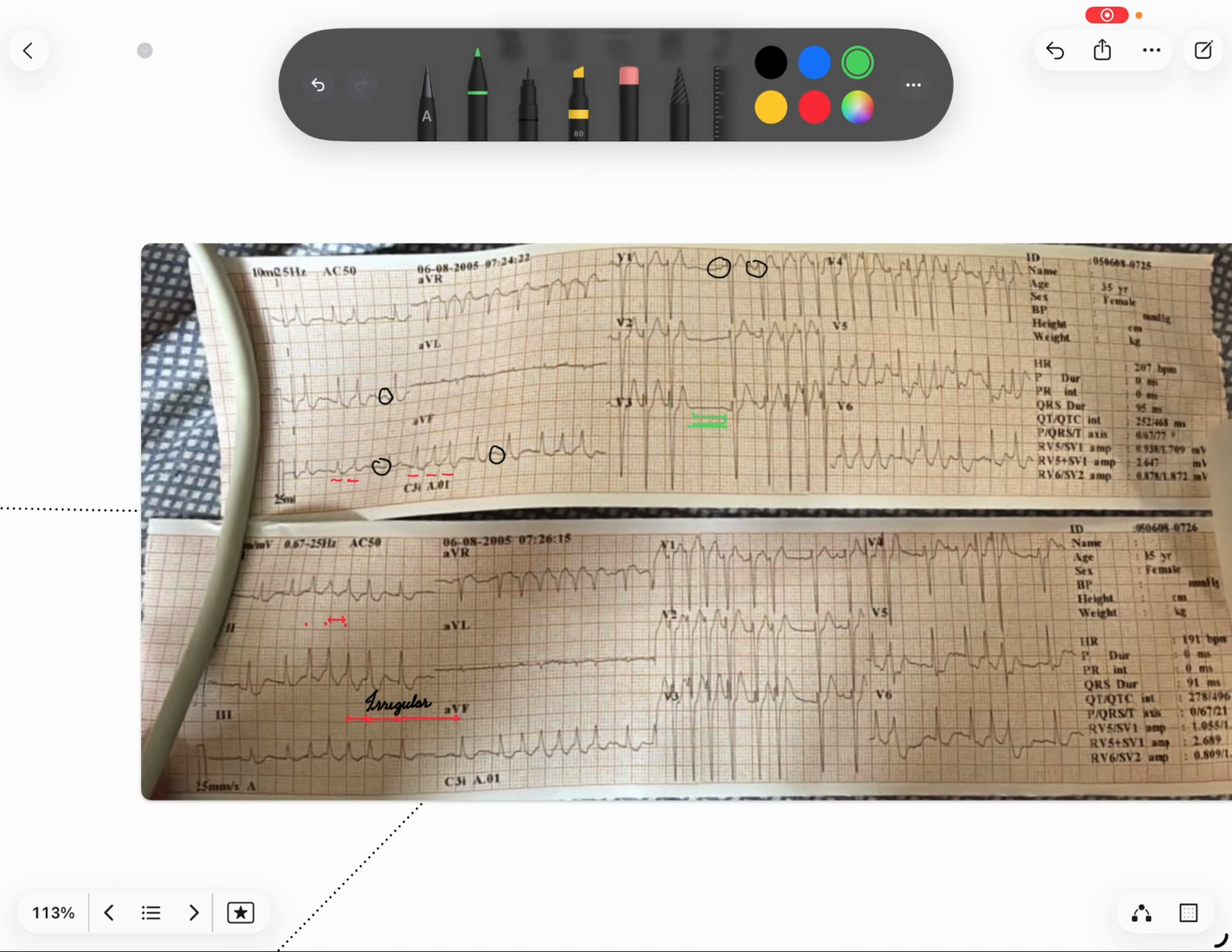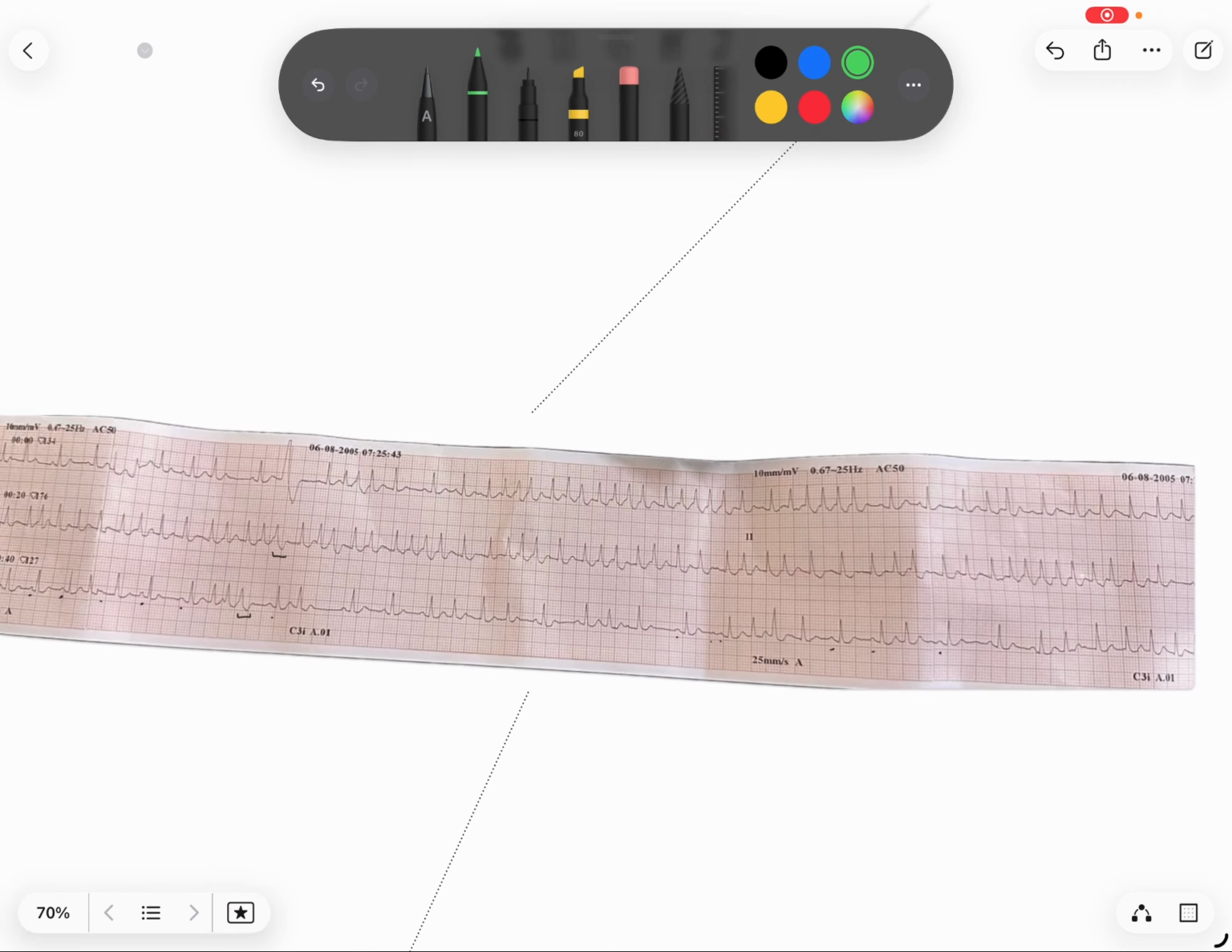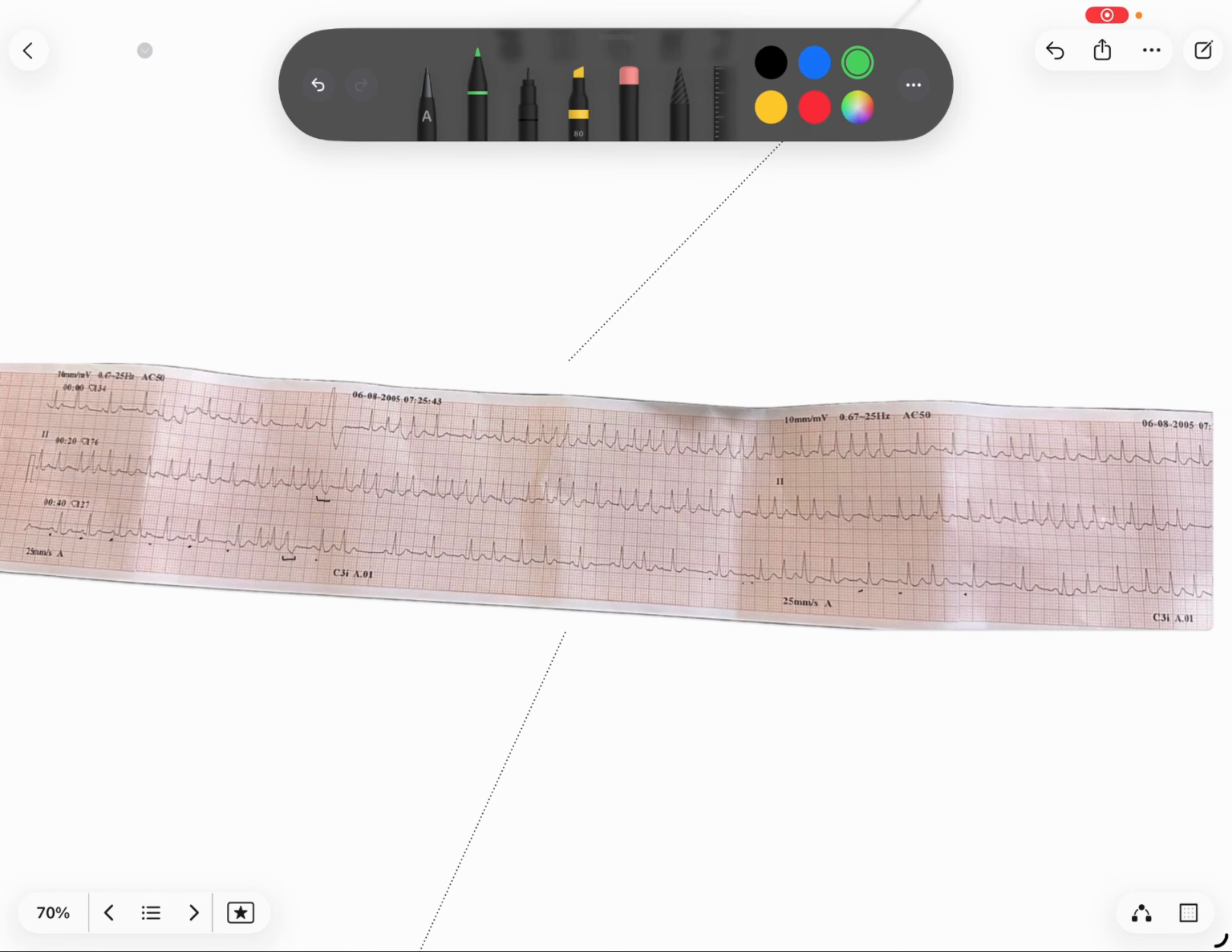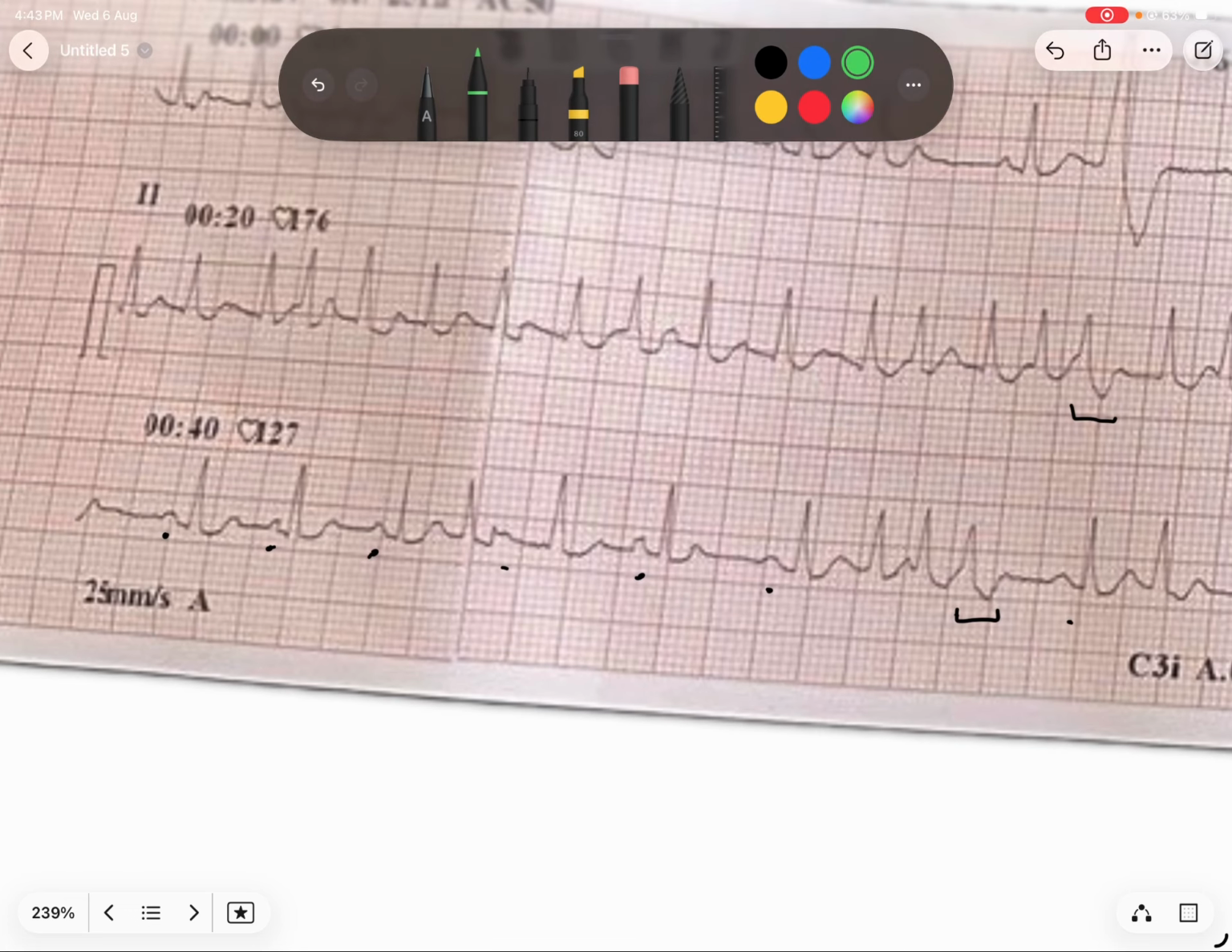Now, after some time, this same patient had an ECG like this. Now, this is lead 2. The entire waveform that we see in all 3 rows is lead 2. There are some complexes where there are P waves, as I have highlighted here.